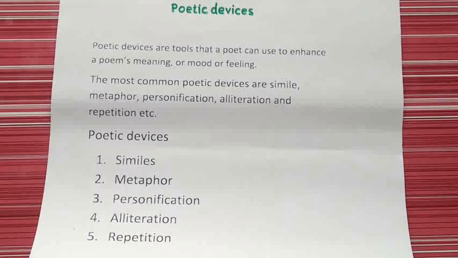First of all, what is the definition of poetic devices? As you are seeing on your screen, poetic devices are tools that a poet can use to enhance a poem's meaning, mood or feelings. What is the meaning of that? Enhancement is so important in language also. If the enhancement and beauty are not there in a poem, the poem will definitely not be called a success. So the most common poetic devices are simile, metaphor, personification, alliteration and repetition.